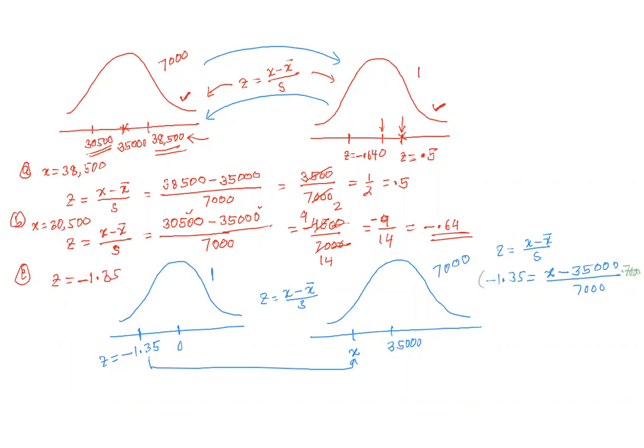Now you multiply both sides of this equation by 7,000 so that you can cancel things. So these cancel out. That gives you X minus 35,000. So 7,000 times negative 1.35 is negative 9450.